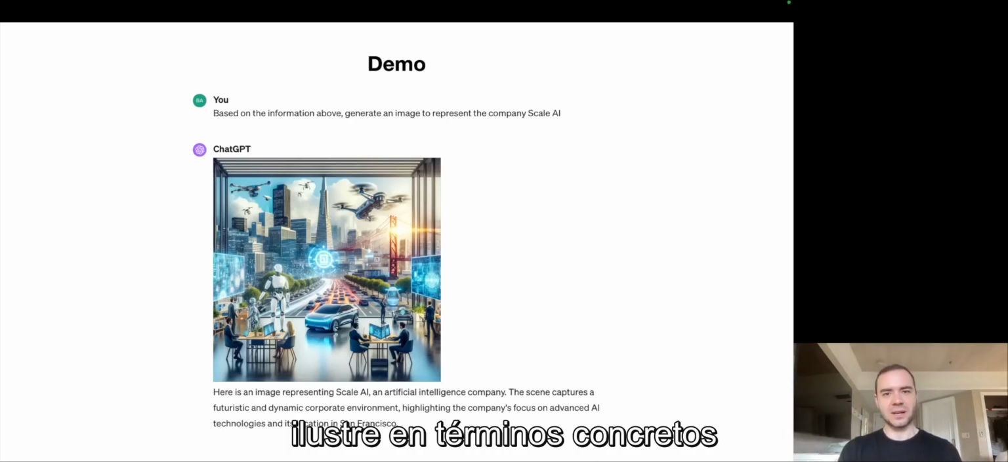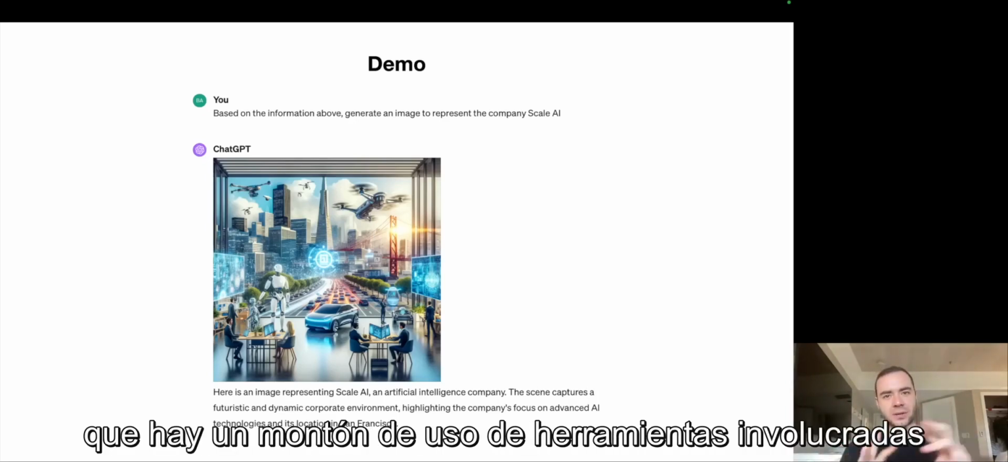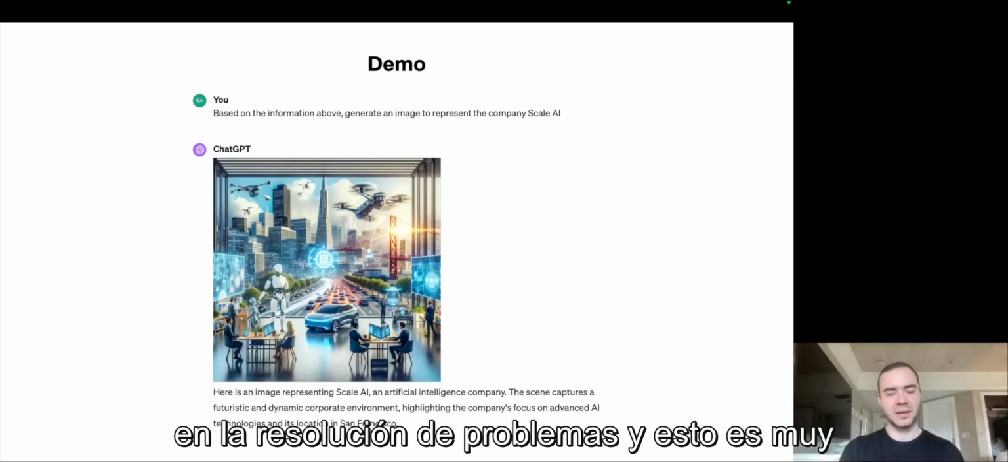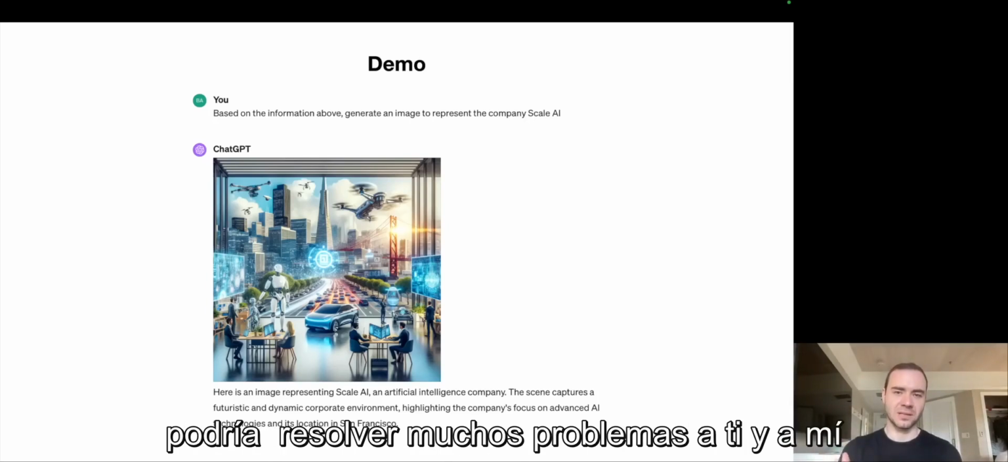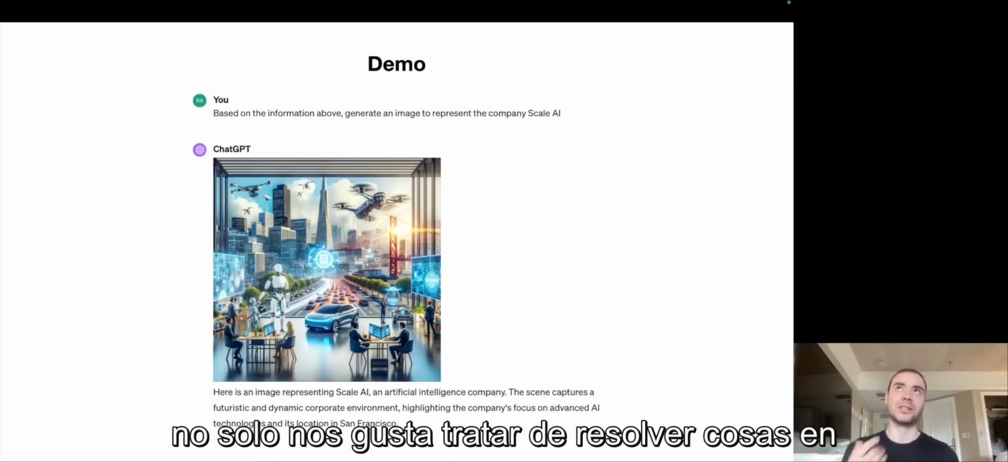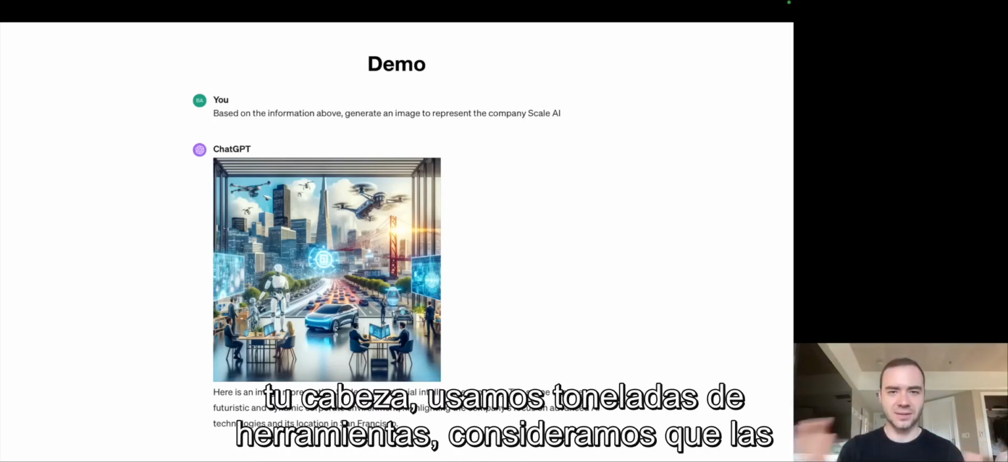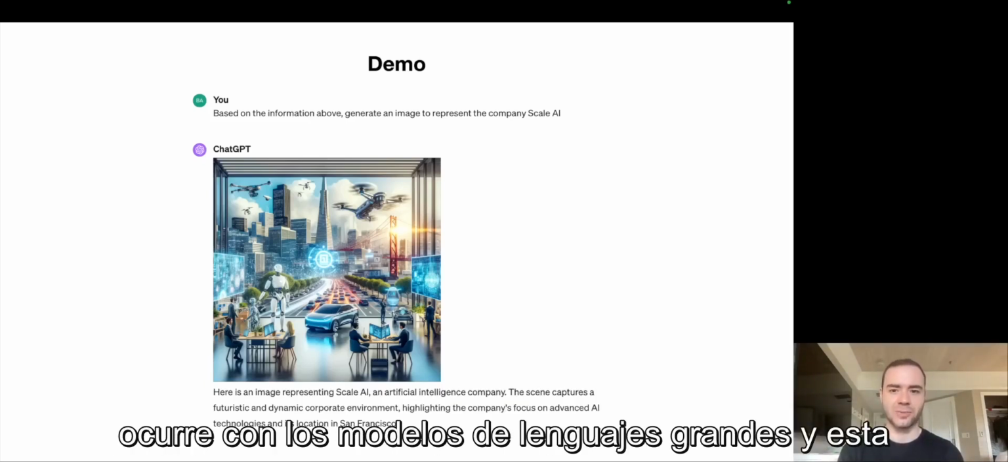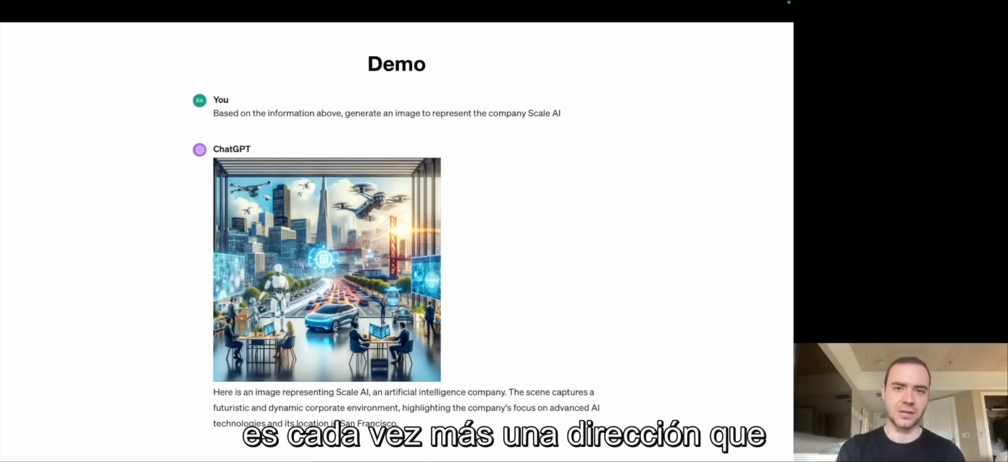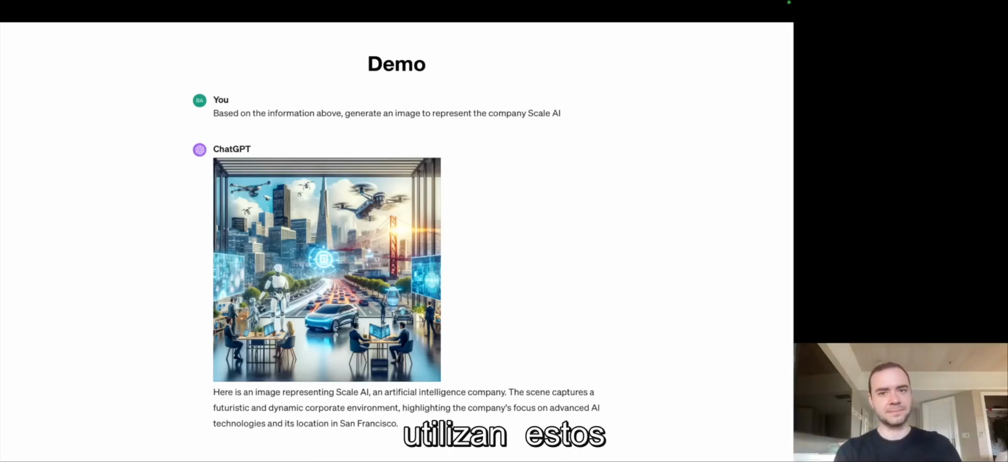Hopefully this demo illustrates in concrete terms that there's a ton of tool use involved in problem solving, and this is very relevant and related to how a human might solve lots of problems. You and I don't just try to work out stuff in our heads. We use tons of tools. We find computers very useful, and the exact same is true for large language models, and this is increasingly a direction that is utilized by these models.